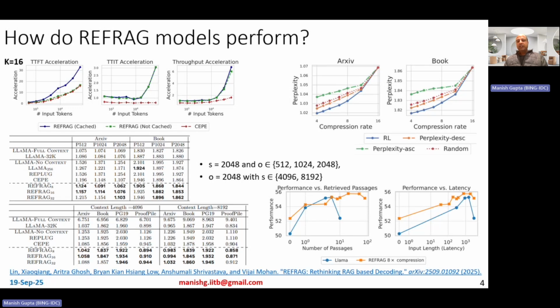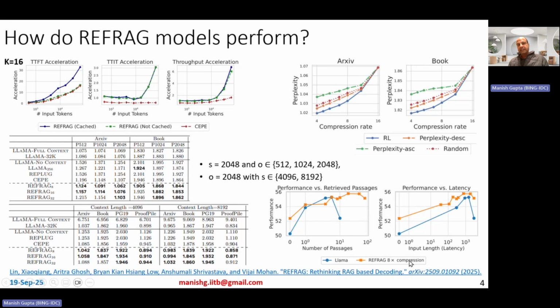Now they also experiment with RAG. All the experiments that I've talked about so far were just standard decoding, right? I mean, standard next paragraph prediction in that sense, but not really doing RAG. But they also experiment with RAG, where they vary the number of passages that are retrieved, and they try to check the performance of the question answering systems. Okay. So the blue one is standard LLaMA, and the orange one is REFRAG.